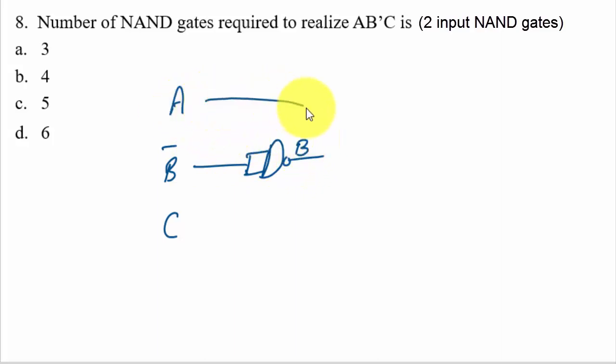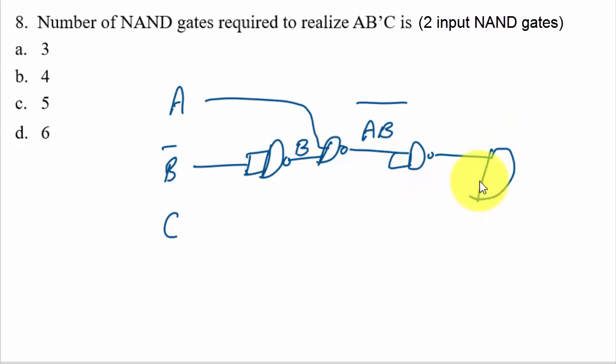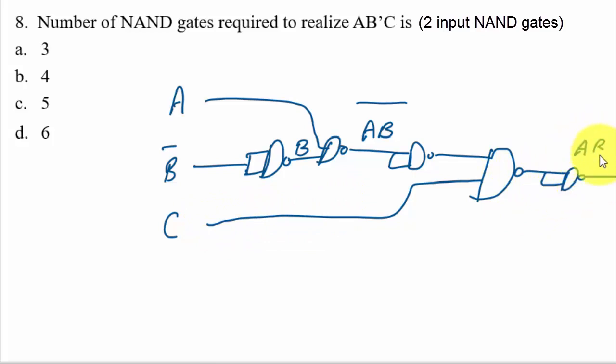Next step, I am going to make use of a 2 input NAND gate. So here what I will be getting is A B whole bar. Followed by that, I'm going to make use of one more NAND gate, and the C input I'm going to feed over here. So I'll be getting A B bar C. How many NAND gates have you used? You have used 5 NAND gates. So the corresponding option that is going to follow is option C is correct.